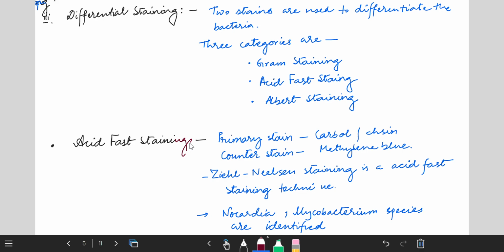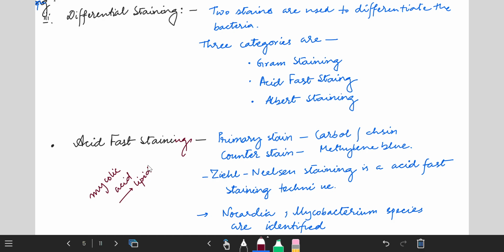So in the acid fast staining, first of all you need to understand what you understand by acid fastness. Acid fastness is the ability of a bacteria to resist decolorization with the acid alcohol. That is acid fastness of the bacteria. It is actually due to the presence of a high concentration of mycolic acid, which is a lipid present in their cell wall.